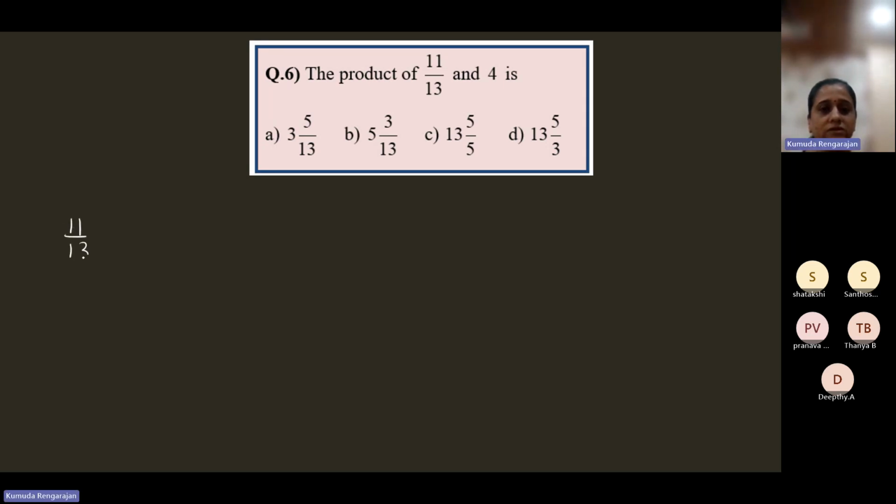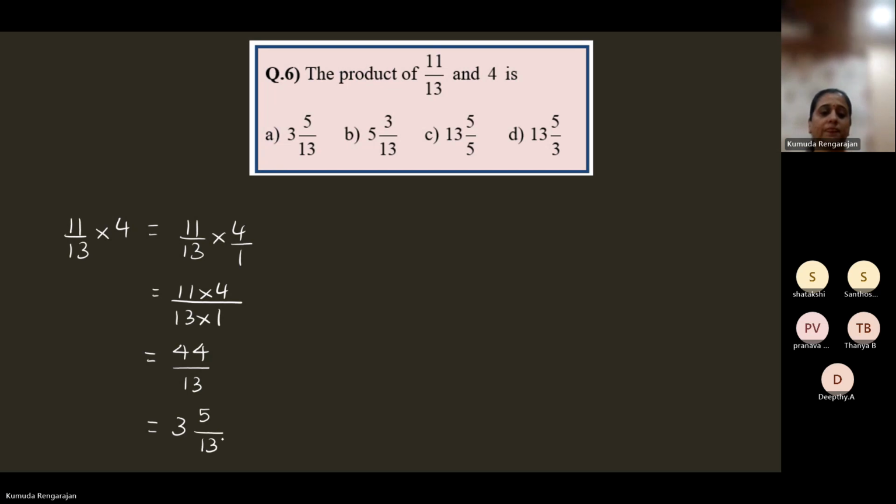The product of 11/13 and 4. So 4 is nothing but 4/1. We multiply the numerators and multiply the denominators. Simplification is not possible. So we find the product of the numbers in the numerator, so 44, by the product of the numbers in the denominator, 13. Now we need to write this as a mixed fraction. 3 13s are 39, 5 is the remainder. So the answer is 3 and 5/13, option A.